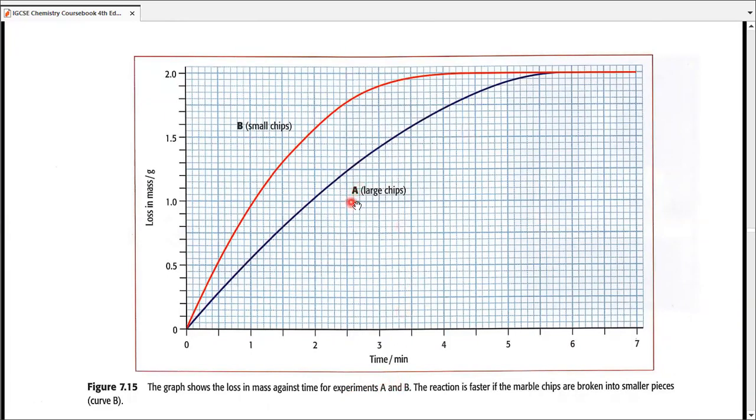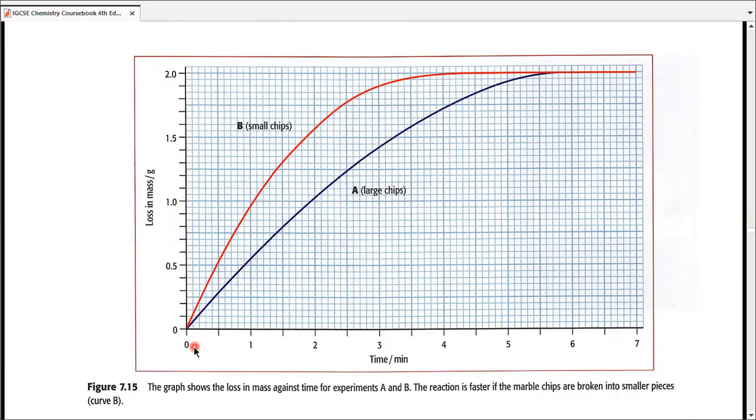Experiment A, as shown in the graph, is with the large chips of marble. Experiment B, on the other hand, is with small chips of marble. We have the time in minutes on the x-axis, and we have the loss in mass in grams on the y-axis. You'd notice that when we start the experiment, we start getting some loss in mass, and the loss in mass is less than 2 grams. Since the gas does not weigh too much, there would be very small values for the loss in mass, but even those values can give us a really good idea of what happened in our experiment.